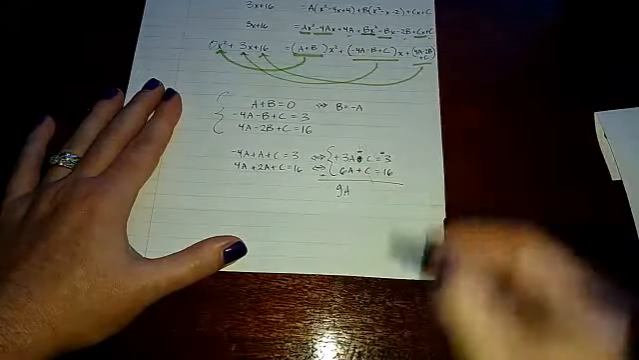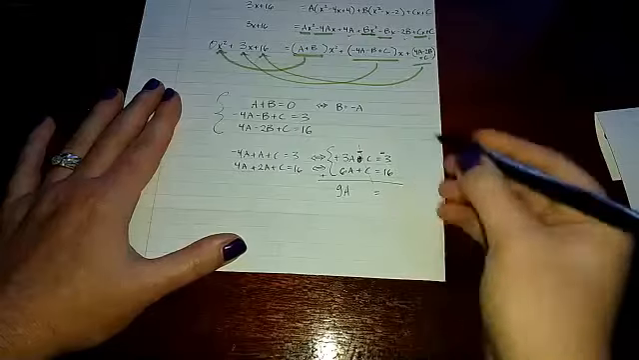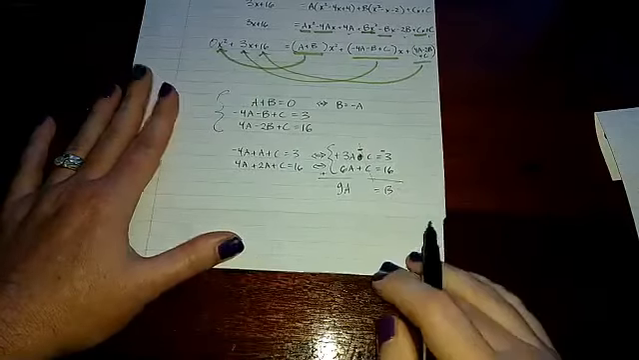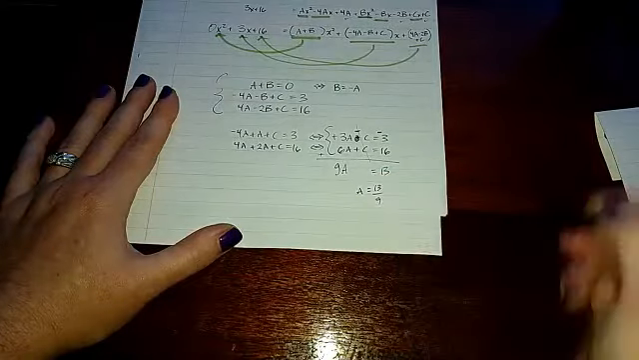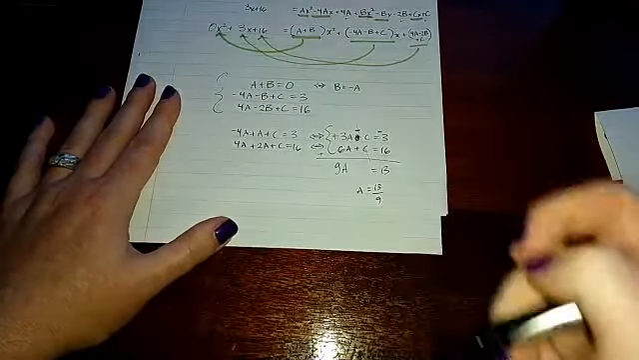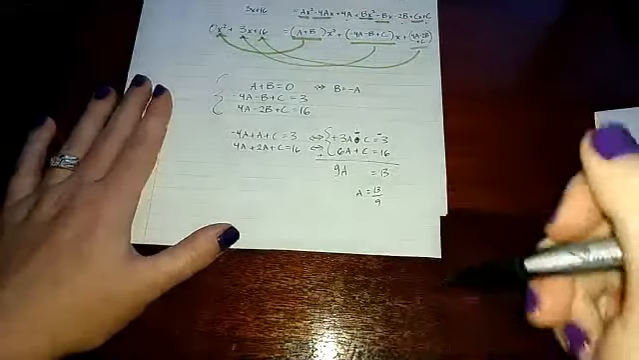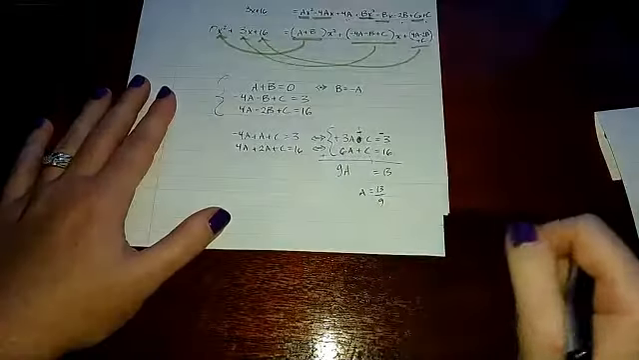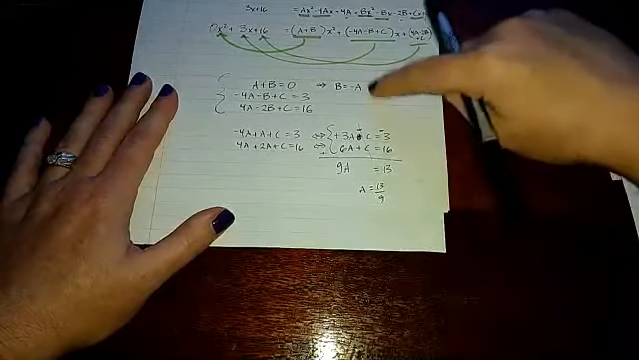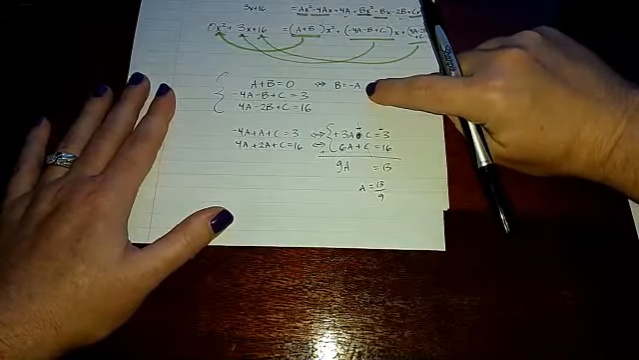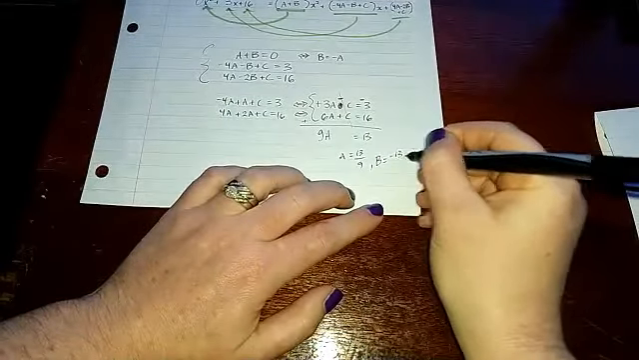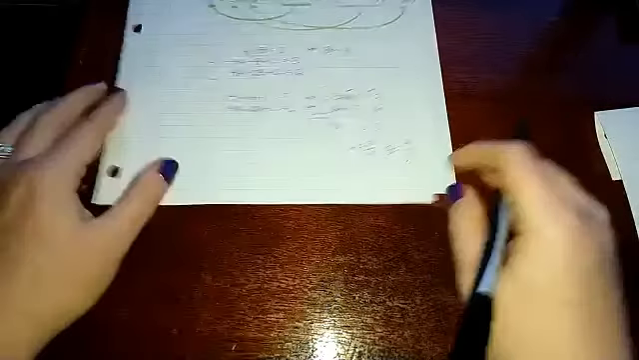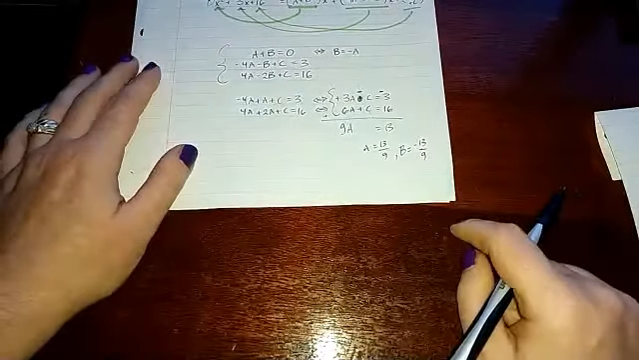So 9a, c's cancel. 16 minus 3 is 13. So a is 13 over 9. It's okay to get fractions here. I'm going to show you how to handle those. A is 13 over 9. That means b is negative 13 over 9, right? If I plug that back in, that's nice and easy. So b is negative 13 over 9. So then all I've got to do is get c, right?